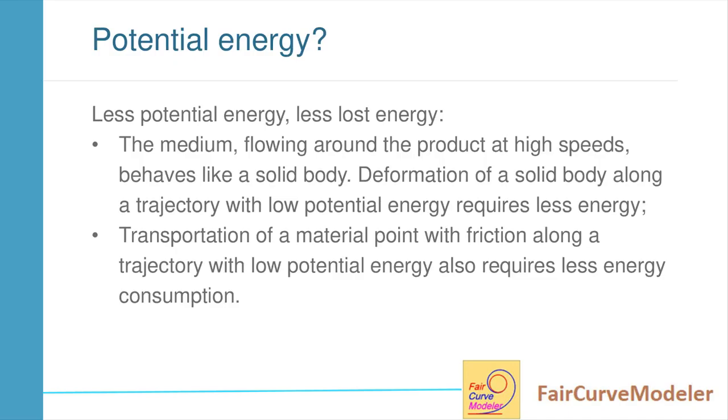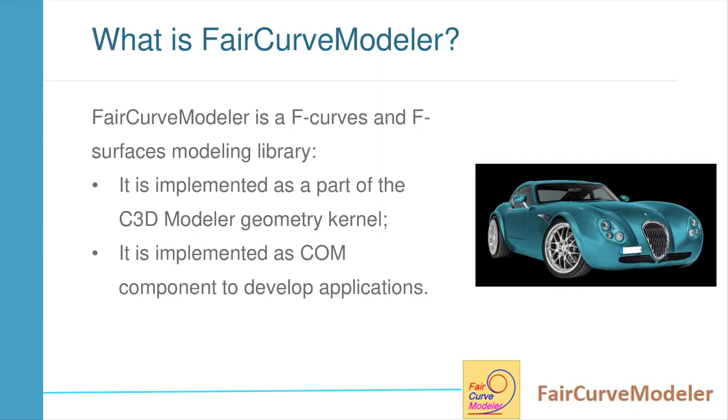With functional geometry, a low value of potential energy is decisive for the operational characteristic of the product. Less potential energy means less energy consumption during operation. In essence, the Fairing modeler is a geometry kernel for designing products with functional geometry. It was originally intended to support the development of applications for CAD systems. After adaptation, it is included as part of the C3D geometry core of C3D Labs.